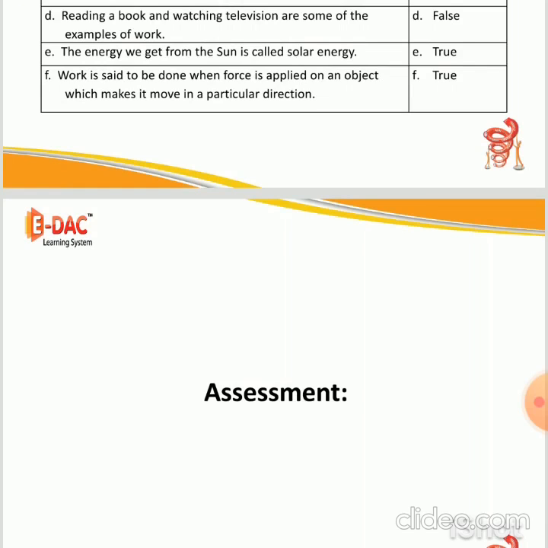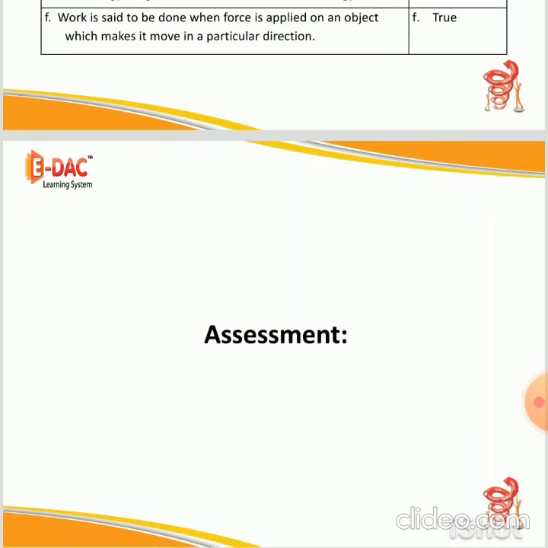Second question, energy produced by the movement of air is called wind energy. Completely true. This is the definition of wind energy. Third question, work is said to be done when force is applied on an object which makes it move in a particular direction. Completely true. Again the definition of work. Fourth example is, reading a book and watching television are some of the examples of work.